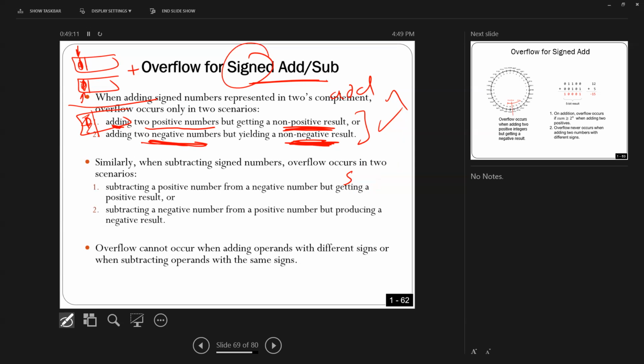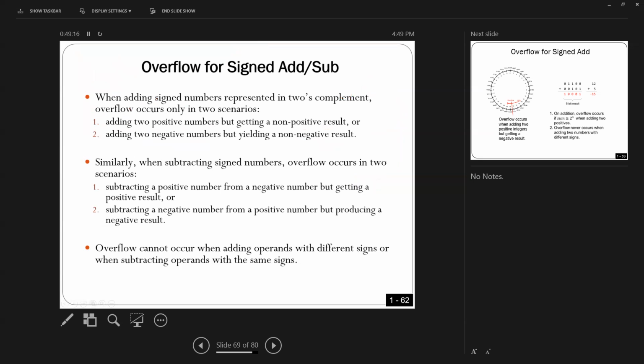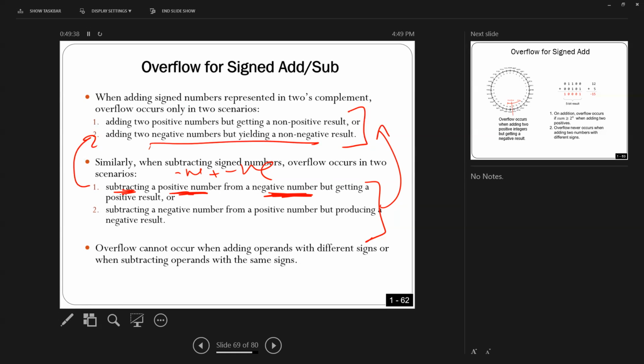Look at the 2 rules here for subtraction, and you will see these 2 rules are identical to these 2 rules after you convert the subtraction to addition. Look here. If I want to subtract a positive number from a negative number, what does it mean? It means I'm going to add negative to negative. When you subtract a positive from a negative, that means you add negative to negative. So this rule is exactly like this rule. Okay. So if you subtract a positive number from a negative, and then you get a positive result, this is exactly like this rule. Okay.